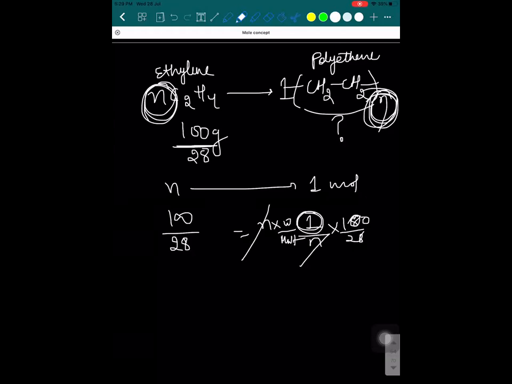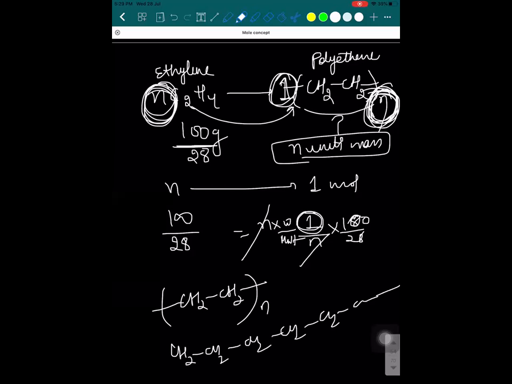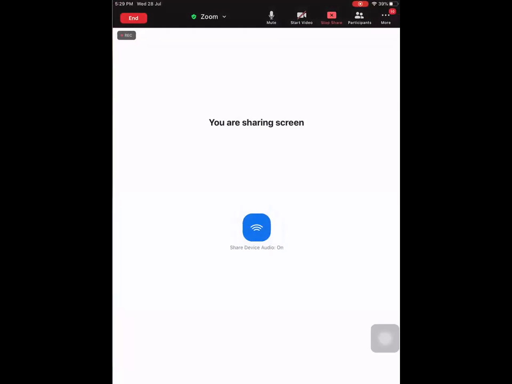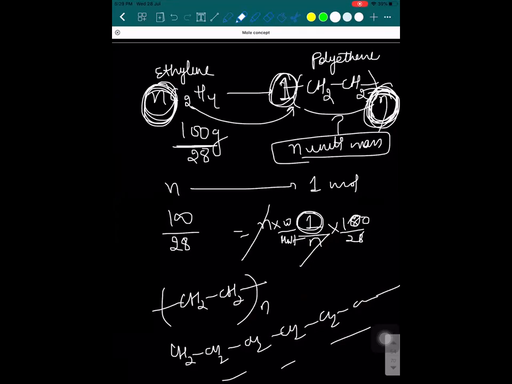If N moles of C2H4 give you 1 mole, actually 1 mole contains N units of mass. Yes or no? 1 mole contains N units, right? Yes or no? CH2 N times is attaching. What does it mean? CH2 N times is attaching, then only it will become a polymer. A polymer is joined by a long chain. Yes.